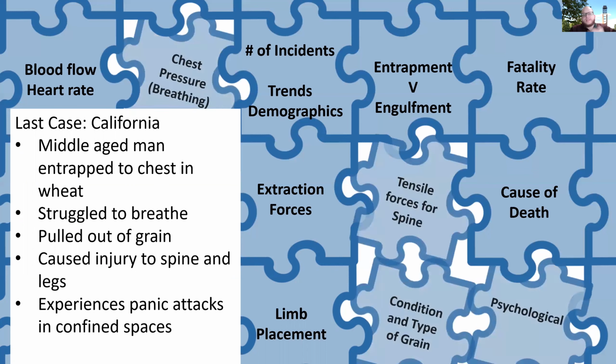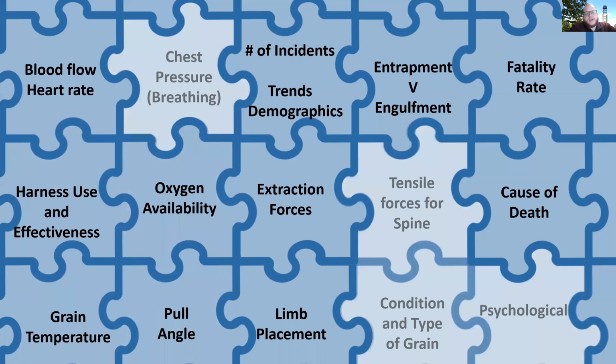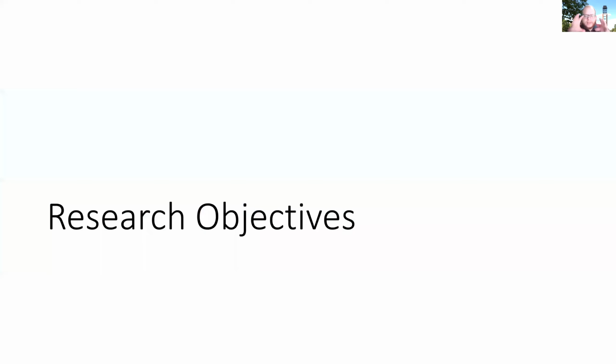So that leads us to our last set of questions. How much pressure is on the chest that could impact your breathing? How much force can the spine potentially handle if you're being pulled out of grain? What is the role of the type of grain? So again, this case was wheat, while all the other cases before that were corn. And lastly, what are the psychological impacts? So you get this very nice set of puzzles that we're trying to solve.